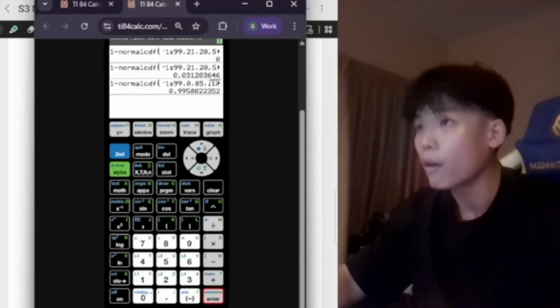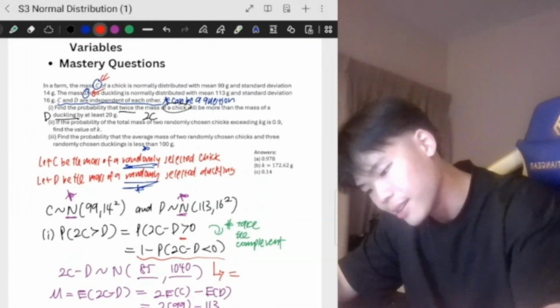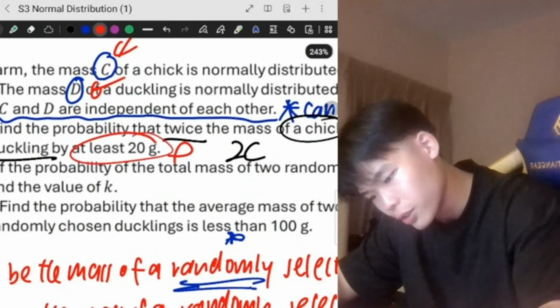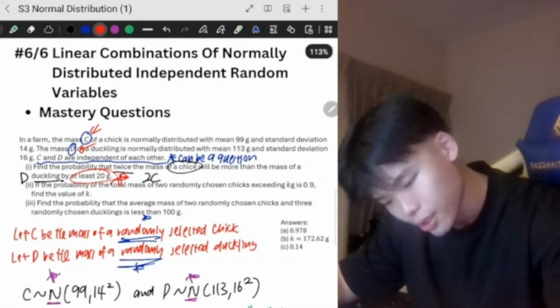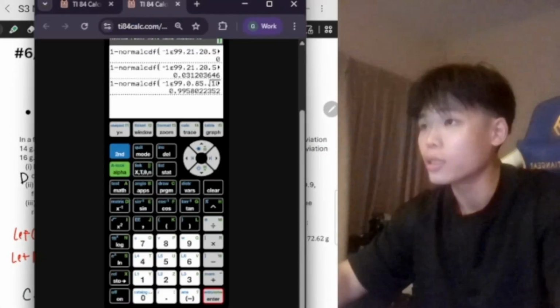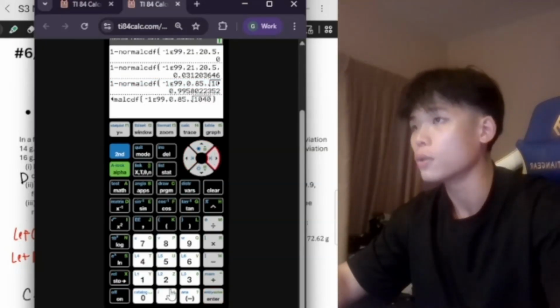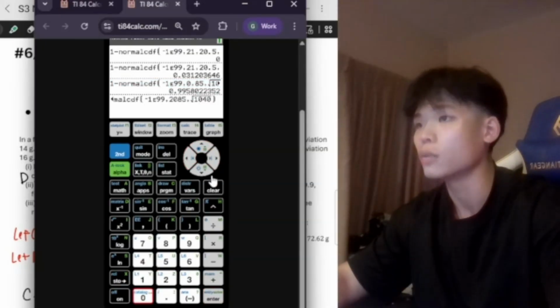0.995. Oh wait, apologies, I just realized the question said at least 20 grams. Apologies, so sorry for that. So that means here should be 20, makes more sense. Lesser than 20. So all I need to do here is to change my upper limit to 20. So here would be 20 instead. Okay, now I'll just redo this whole thing.